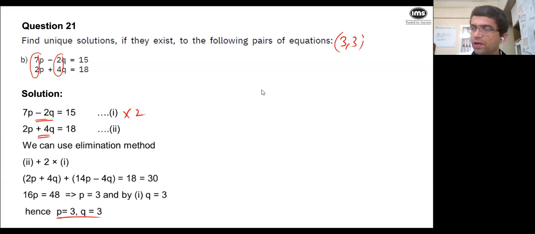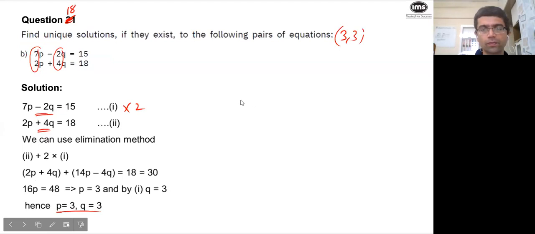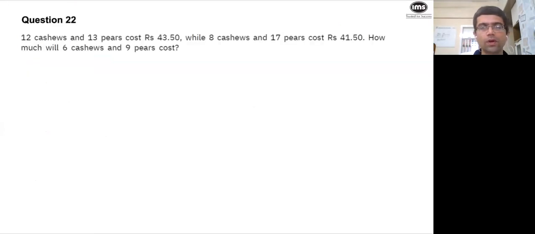Right, now what could be a variation of this? By the way, we are solving question number 18. Yeah, we'll see another exceptional case where this is not going to work, where a by b equal to c by d. We'll come across that. 12 cashews and 13 pears cost 43.50, while 8 cashews and 17 pears cost 41.5. How much will 6 cashews and 9 pears cost?